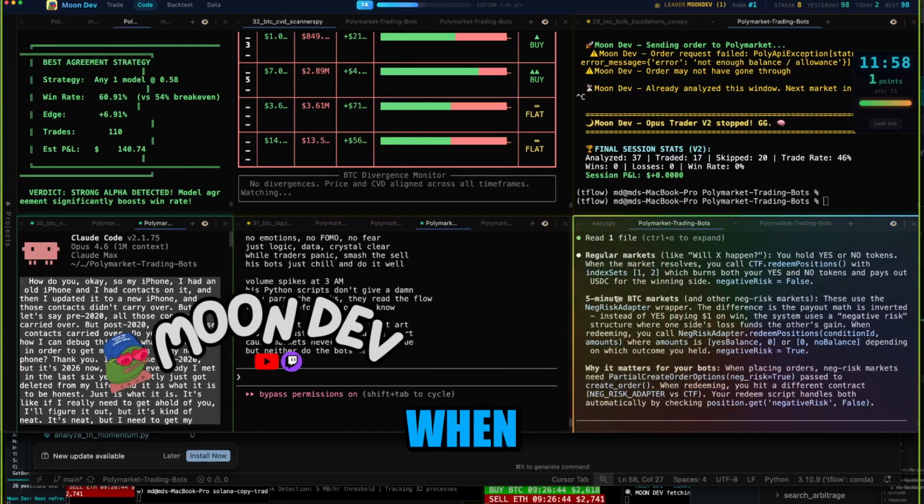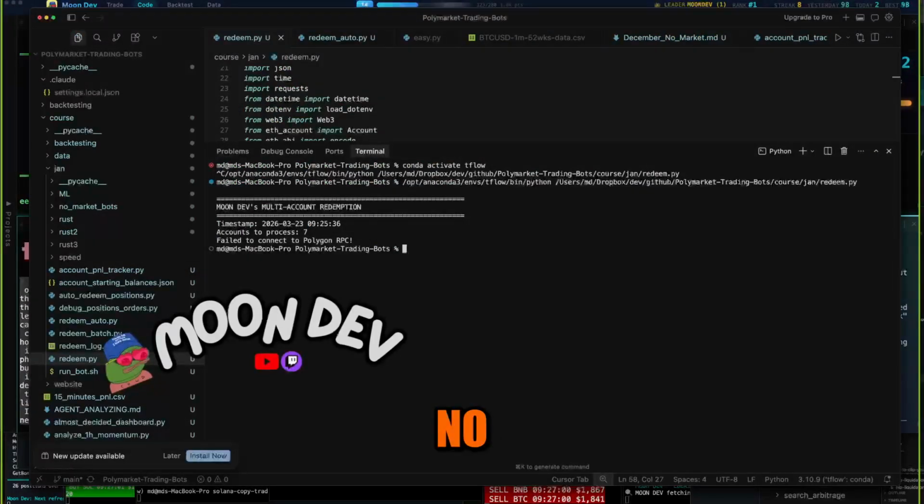Why it matters for your bots. When placing orders, negative risk markets need partial create order options. Negative risk equals true. Pass that to the create order. So just jot that down, dude. You're probably coding with AI. Just be like, hey, look out for negative risk if we're trading the 5-minute markets, because a lot of these markets are not 5-minute markets, and yes or no.